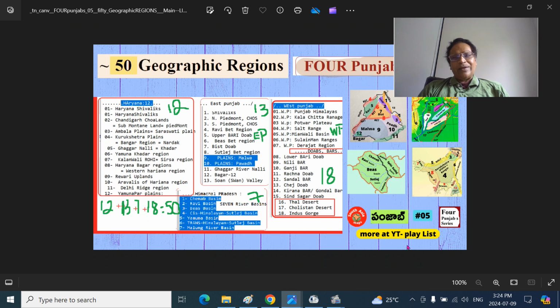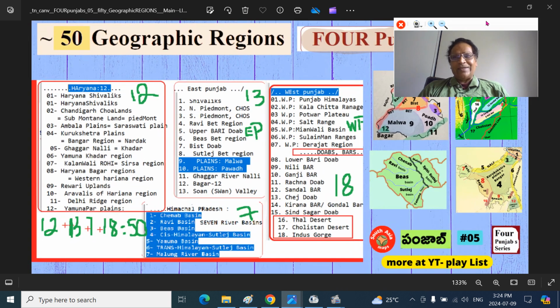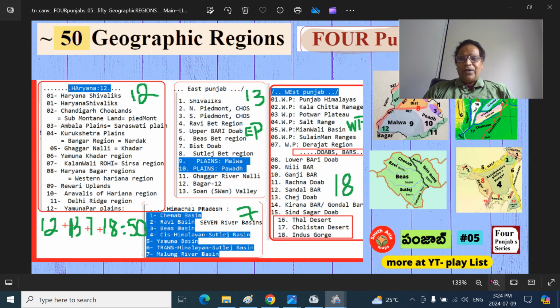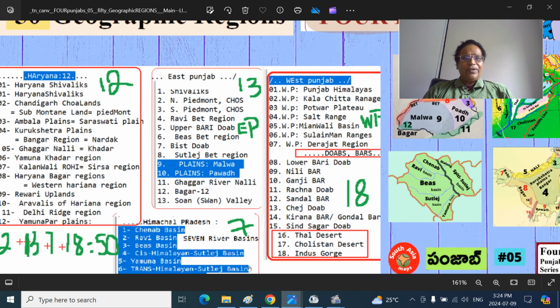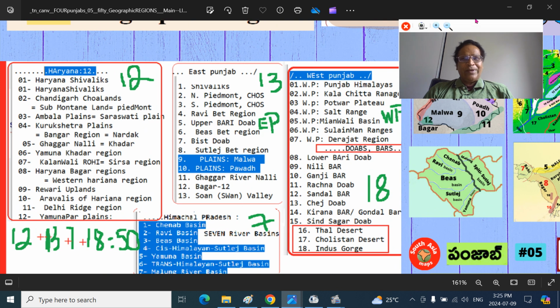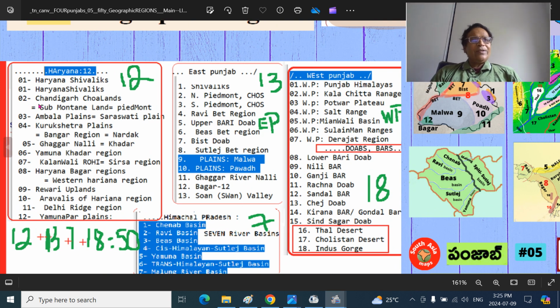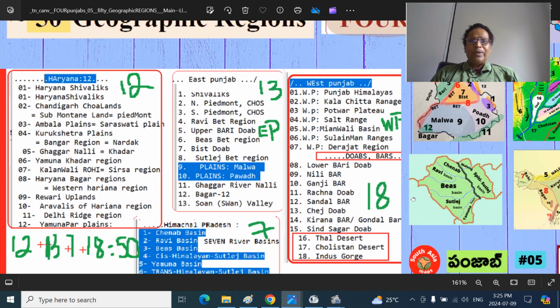These are the names I have put in this place, essentially the same, so that the audience can have all 50 geographic regions in one place. You can stop here and look at the names. Haryana has 12, East Punjab has 13 and West Punjab has 18. Himachal has 7. If you say 10 here, 10 here, that is 20, you get 40, and Himachal with 7 makes 47. But you adjust somewhere else in Punjab and Haryana, and reduce a little in East Punjab, so you get exactly around 50.